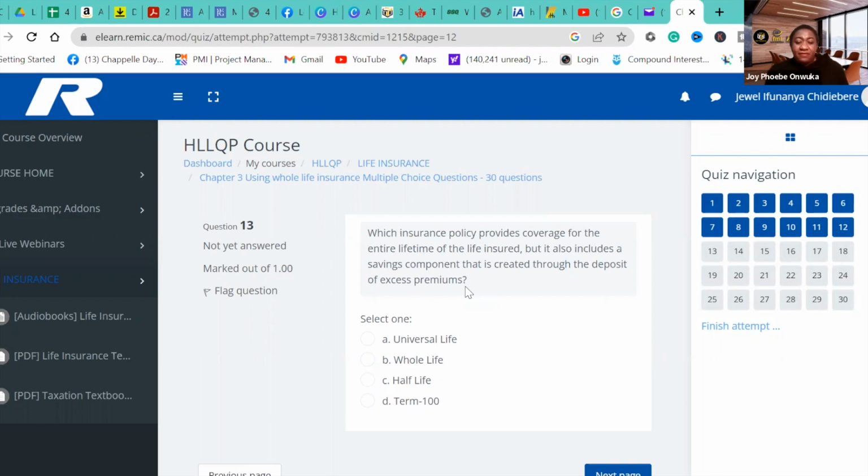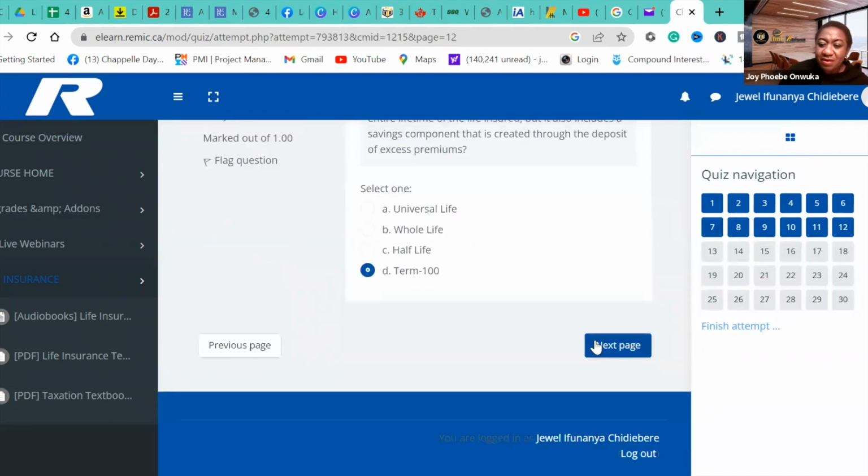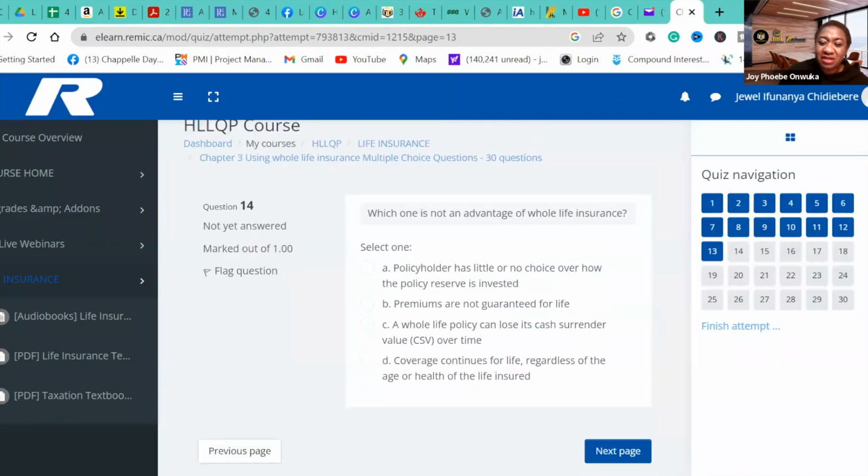Universal life and whole life has investment component, not a savings component. So for that reason, I'm going to opt for Term 100. Let's mark it down, question 13. Okay, guys? All right, move on to question 14, guys.